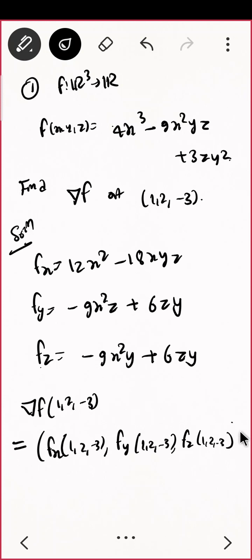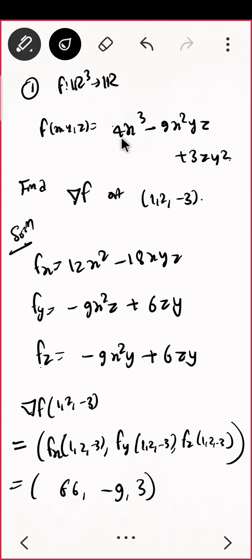You just need to put the value, and you see, putting 1, 2, minus 3 here, what will come: 12 square. So this is 12 into x, whose value is 1, minus 18 into 1 into 2 into minus 3. Correct? And similarly like this, I'll directly put the values. Maybe you just try to see. The answer will be 66, minus 9 and 3. You just quickly verify whether you are getting it. Now see, in this, it was easy to find the partial derivative.